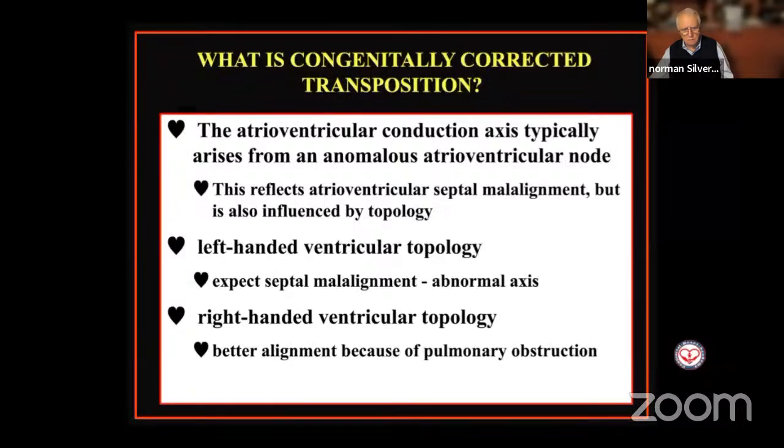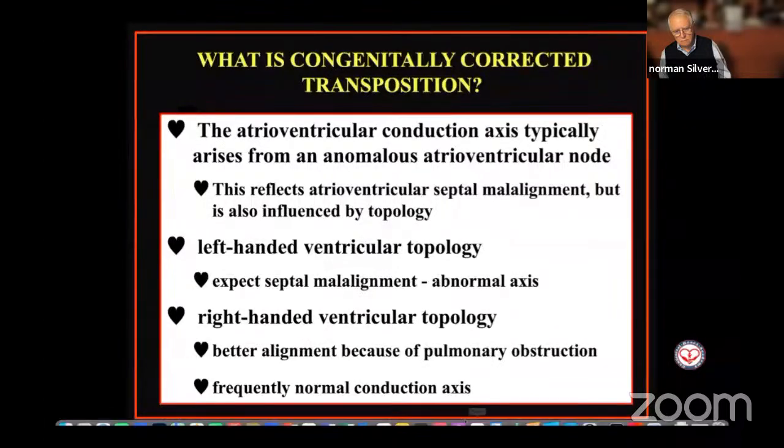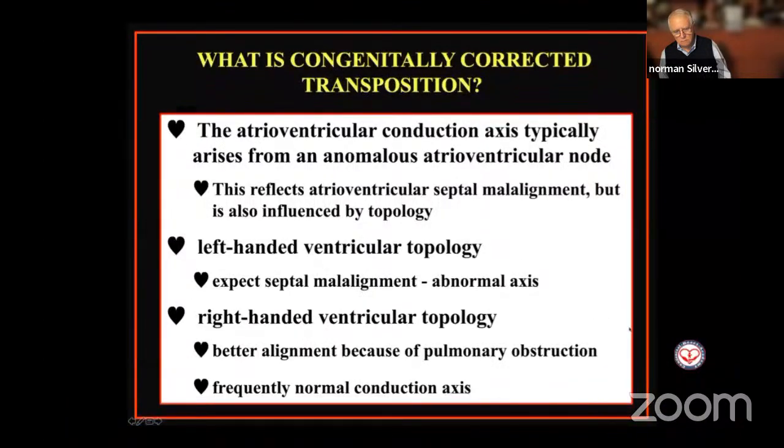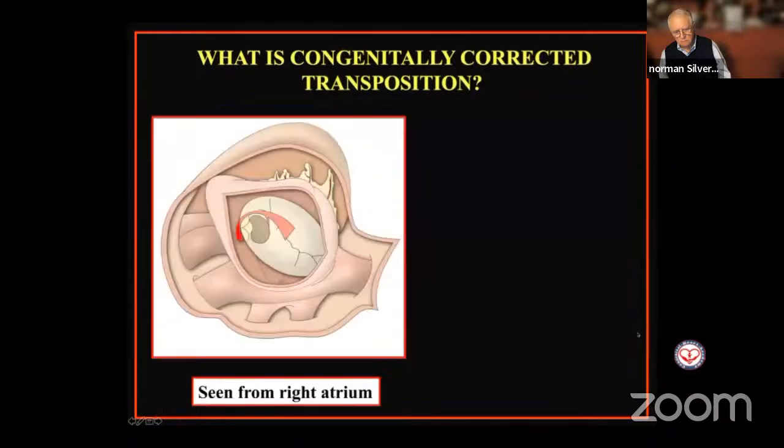Most have had some degree of pulmonary obstruction, and that gives better alignment between the atrial and ventricular septums, meaning that very frequently in this setting you can have a normal conduction axis, but when there is septal malalignment, you can have the anomalous atrioventricular node, just as you would find it in the situation of left-handed topology.